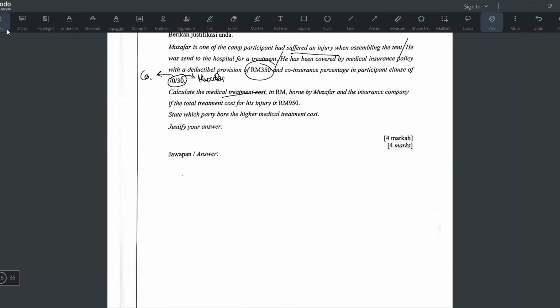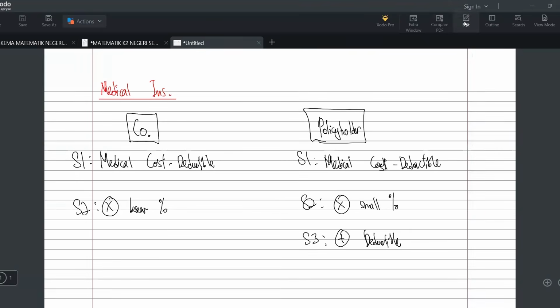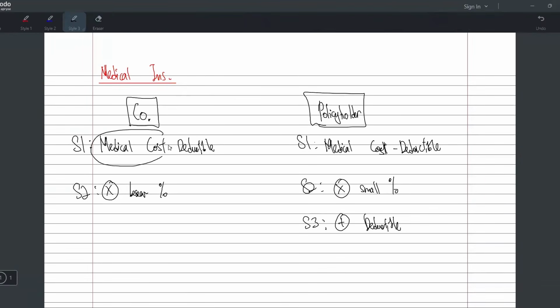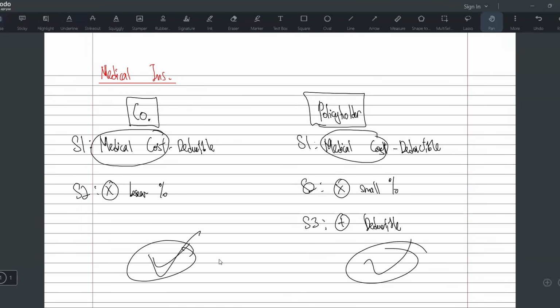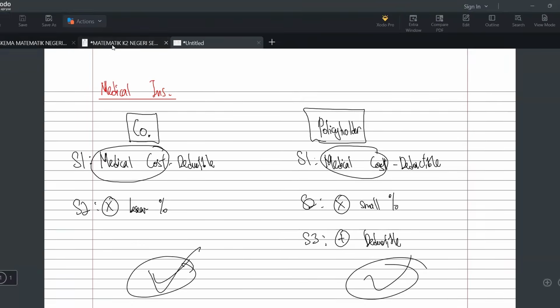Oh, calculate medical treatment cost means dia nak cari ni tau. So this soalan they decide to twist sikit tau. Usually they ask amount yang kena company tanggung ataupun policy holder tanggung. Tapi ini dia nak cari medical cost. Maksudnya nanti dia kena bagi saya final answer, either bagi ni ataupun bagi ni. Kalau dia tak bagi ni then tak boleh cari dah. So let's keep reading.